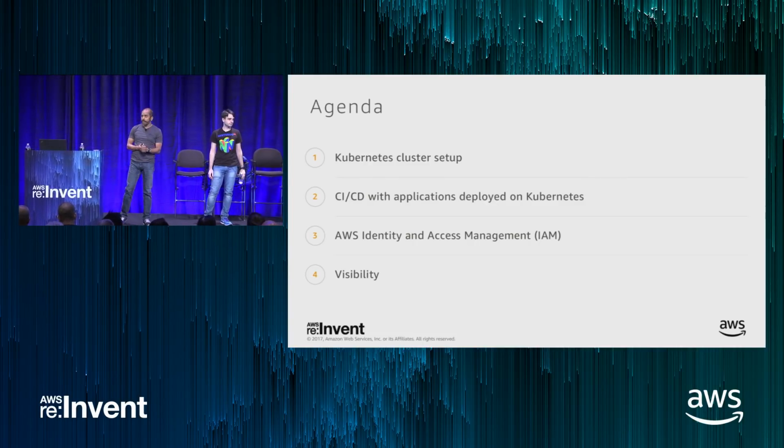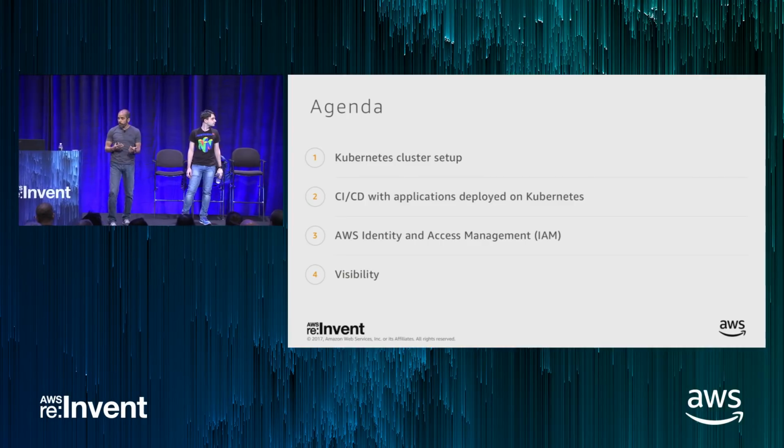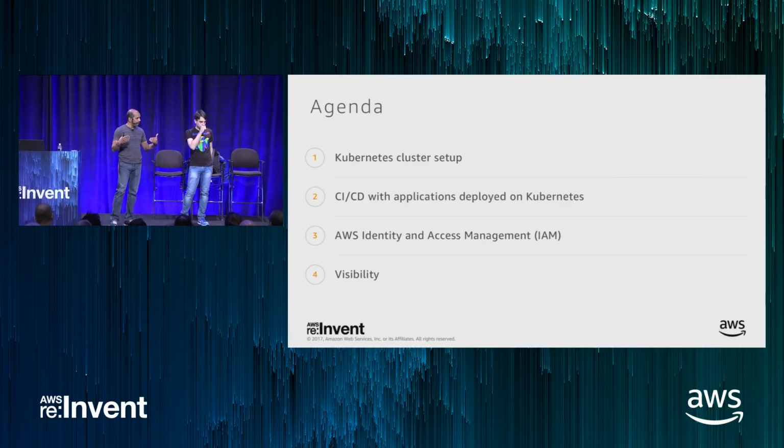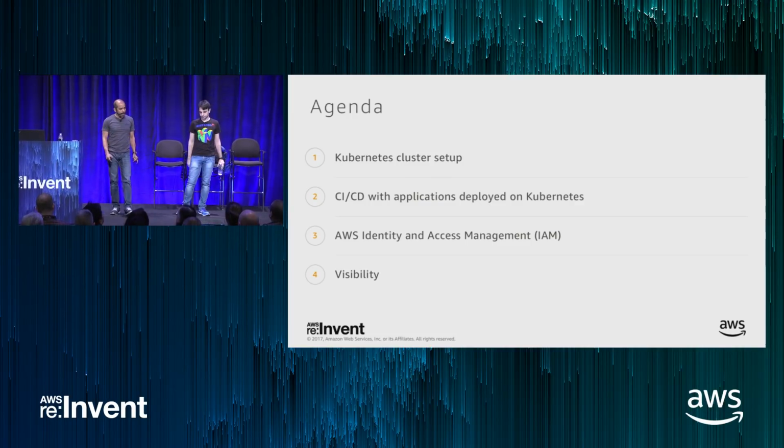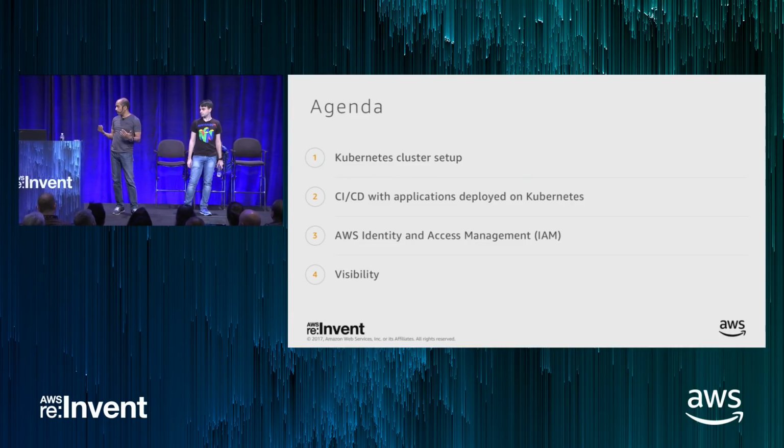Then we'll talk about identity and access management. How do you make sure that your IAM investment in AWS can be repurposed in the context of Kubernetes? And then last but not least, how do you get visibility in the cluster? And what does visibility really mean?